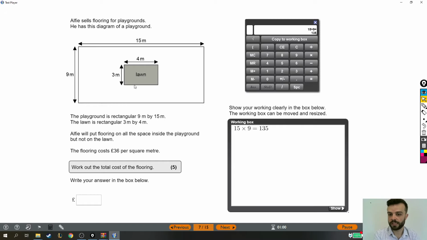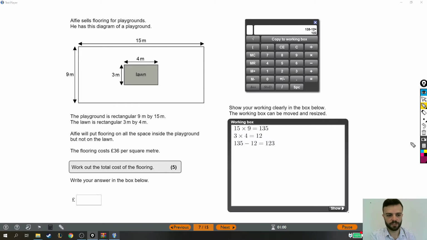But we don't need to pave the lawn. So the next thing I'm going to do is work out the area of the lawn, so I can take that away from the area of the playground that we just found. So the area of the lawn is 3 times 4, base times height again. And like I said, we don't want to pave that bit. So I'm going to take my original area and subtract the 12 to get the area that actually needs paving.